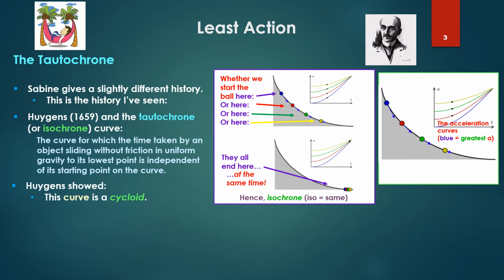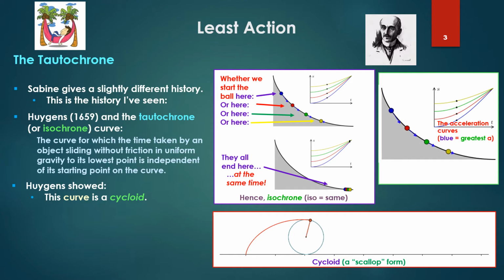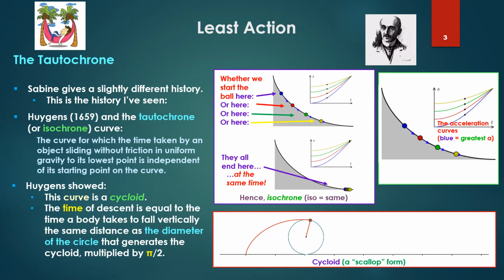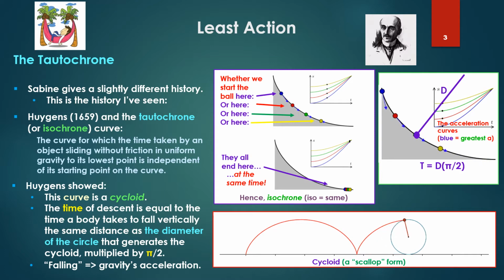Now Huygens showed this curve is a cycloid. A cycloid is a scallop form made by a rotating circle. The time of descent, he showed, is equal to the time a body takes to fall vertically the same distance as the diameter of the circle that generates the cycloid. So looking at the cycloid at the top right there, the time is equal to the diameter times pi over 2, where the diameter is of that circle sweeping along making the cycloid. Now falling is actually the acceleration of gravity, so we can write the equation this way too, with pi and g being the gravity in there.